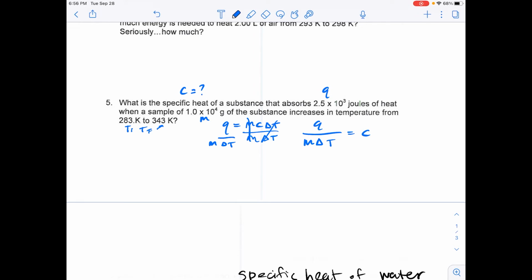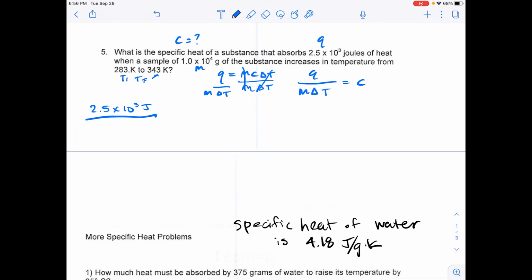The Q is the joules. Excuse me, it's 2.5 times 10 to the third. And then I'm going to divide it by, let's see, the mass is 1 times 10 to the fourth grams. The delta T is 343 minus 283. Gotta do that first, of course, if you want to get the right answer here. And if you do all that, you're going to get a super small specific heat. It ends up being 0.0042 joules per gram times Kelvin for your answer. So there's a setup for number 5 on that front side.